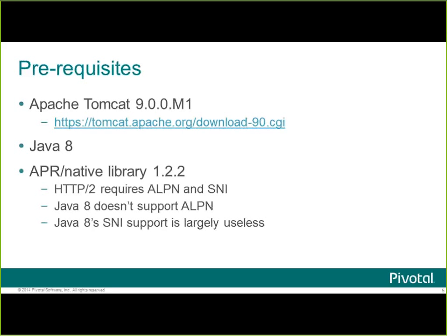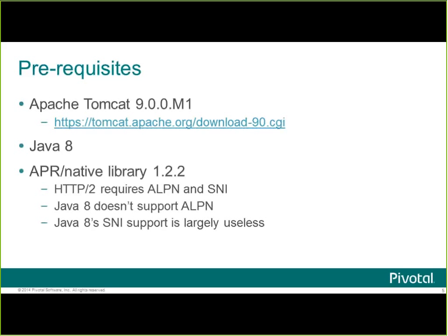And if you want to use HTTP2, then Tomcat also requires that you use the APR native library. And you need to use the newer releases of this, the 1.2.x releases, of which at the minute 1.2.2 is the latest. And the reason for that is that HTTP2 requires a couple of TLS extensions. The first is Application Layer Protocol Negotiation, or ALPN. This allows the client and the server to agree which protocol they're going to talk as soon as the TLS handshake is finished. And in this case, they're going to agree to talk HTTP2.